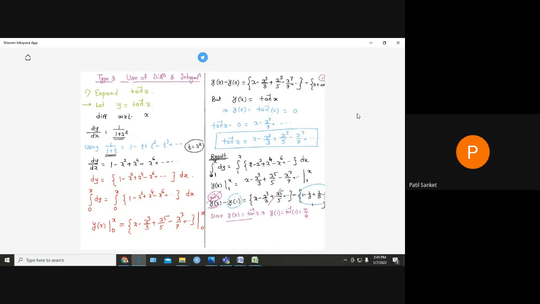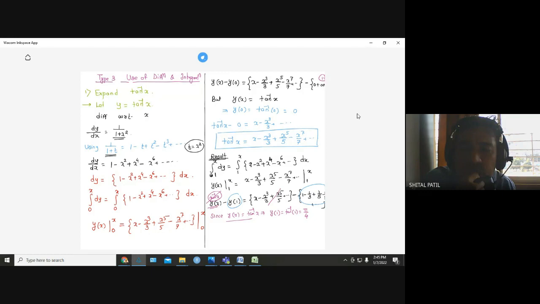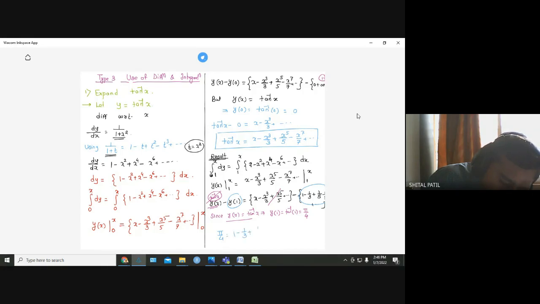The first brackets are equal on both the sides, so the second bracket will be no doubt equal. But what is y of 1? Pi by 4. So can I write like this? Pi by 4 equal to 1 minus 1 upon 3 plus 1 upon 5 minus 1 upon 7 plus 1 upon 9 minus 1 upon 11 and so on.